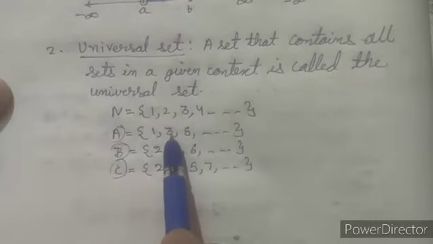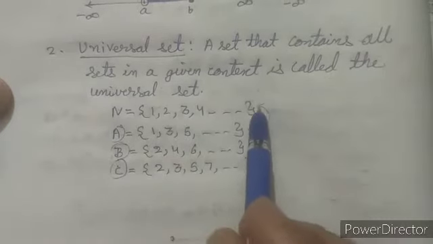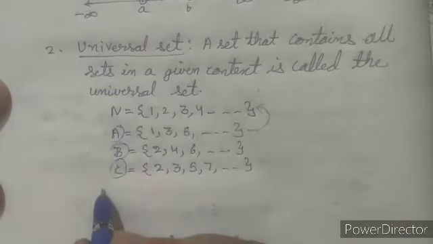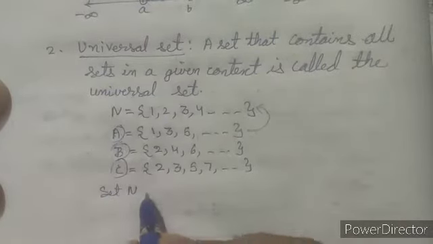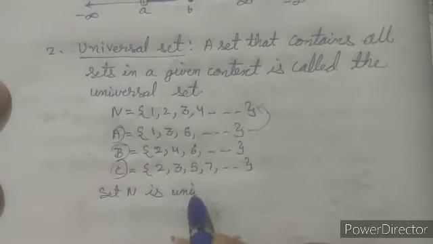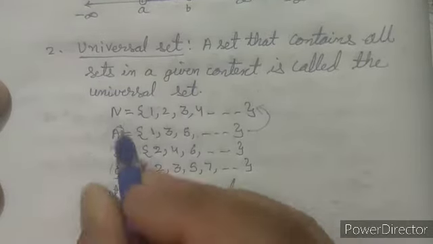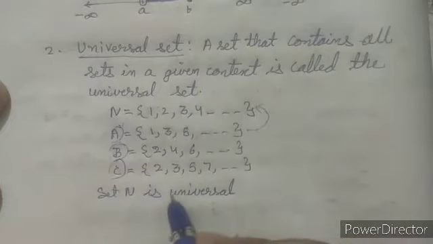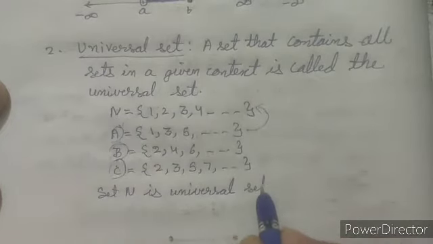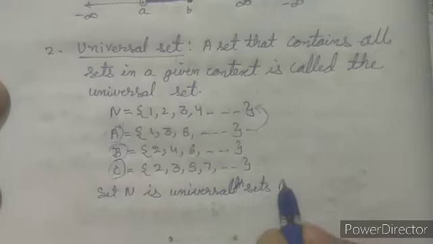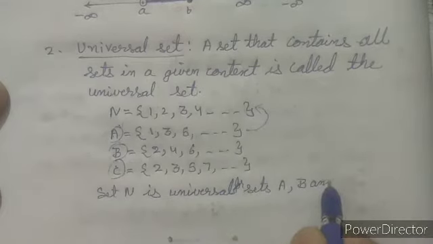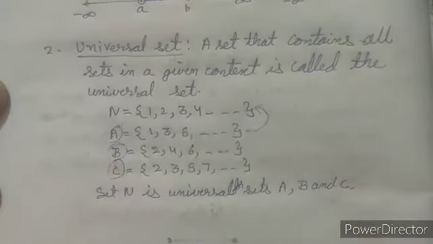Now as we see here, elements of set A, B and C are all included in set N. So we can say here set N is the universal set in this context, or we can say set N is the universal set for sets A, B and C. That means in any context the set which contains all the elements of the other sets is called the universal set.